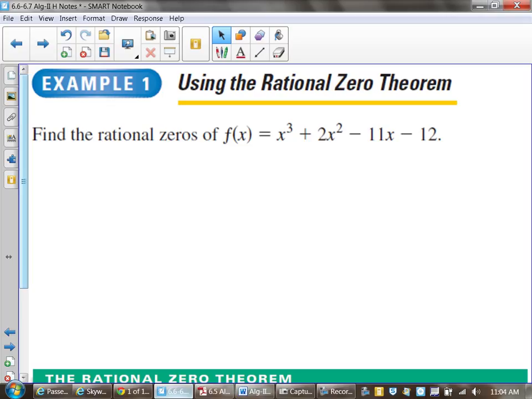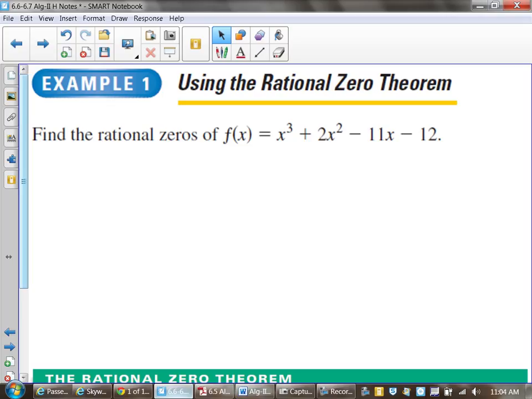So we've got the function x cubed plus 2x squared minus 11x minus 12. It's 4 terms. We would normally think, hey, maybe I can group that. I can't. I won't get common GCFs here. So what we have to use is what's called the rational zero theorem.